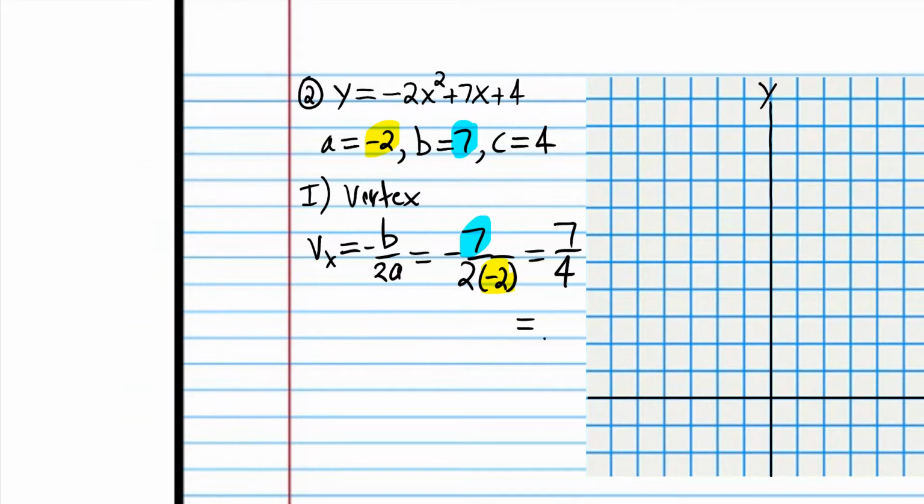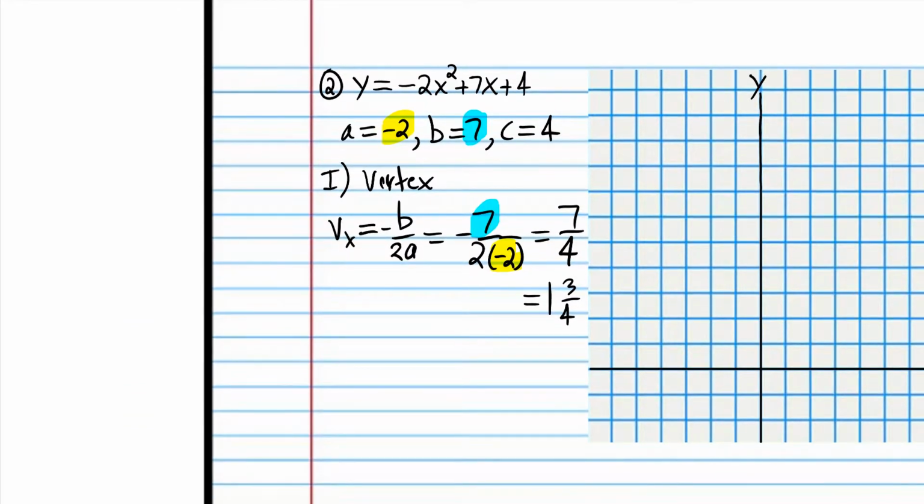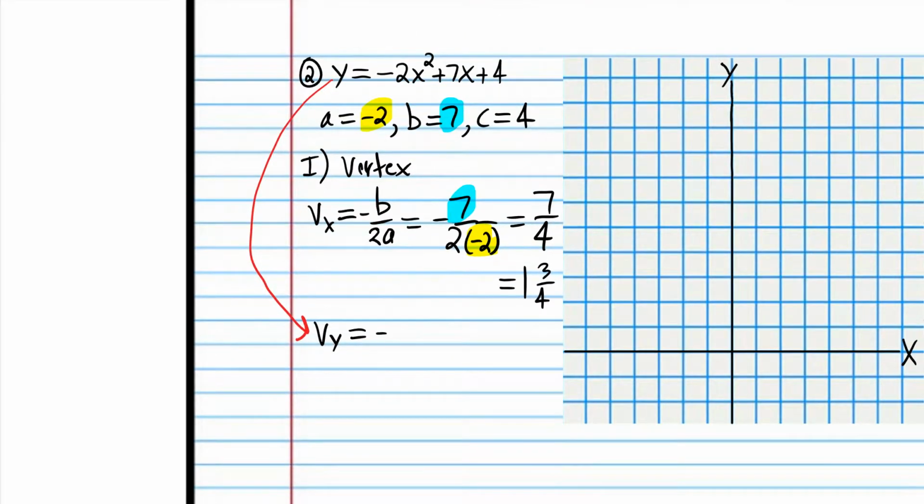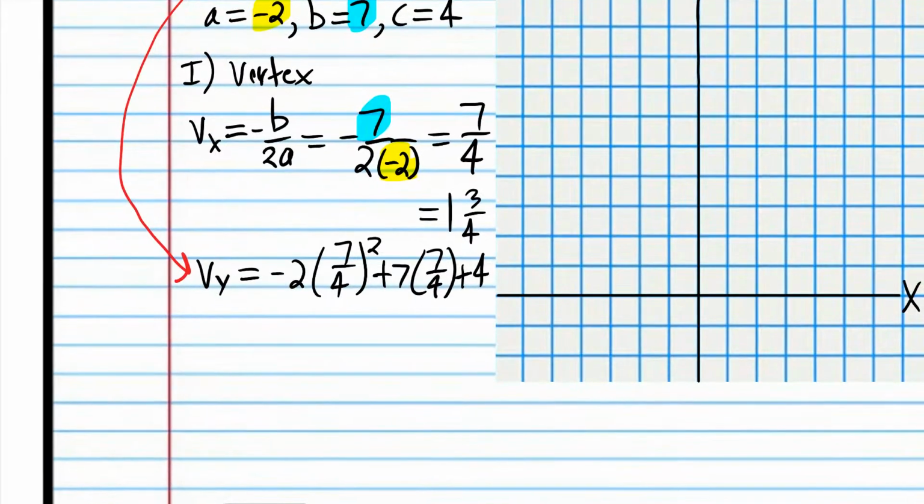And it might be useful for graphing purposes to change that to 1 and 3/4. If you're not sure how to change an improper fraction to a mixed number, you can just go to my arithmetic course and review that. So now we're going to plug in to find the y value of the vertex, and it's better to use the improper form of the fraction when you do this. It's just easier to do calculations with improper fractions than to use mixed numbers.